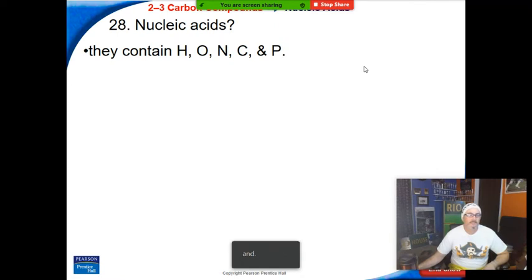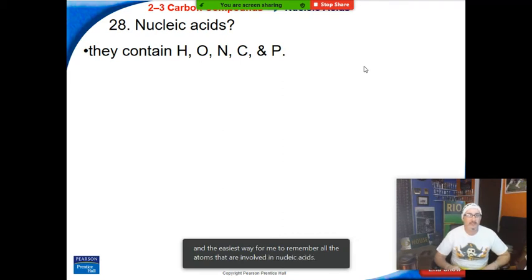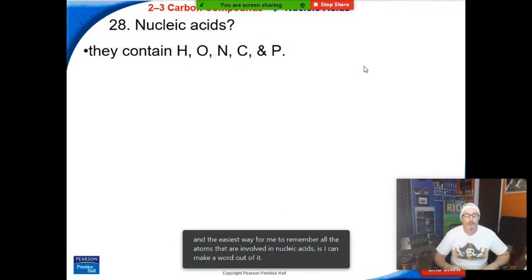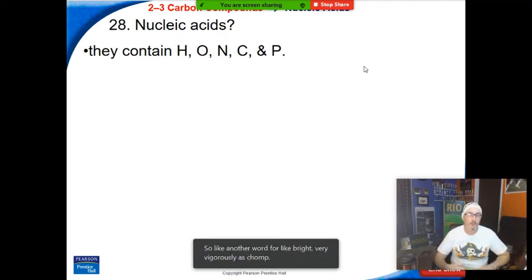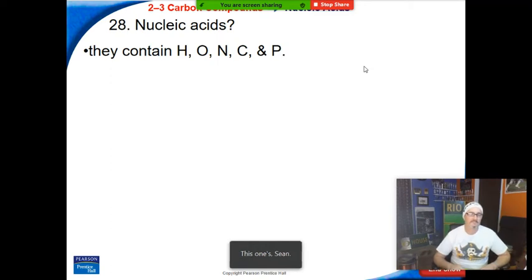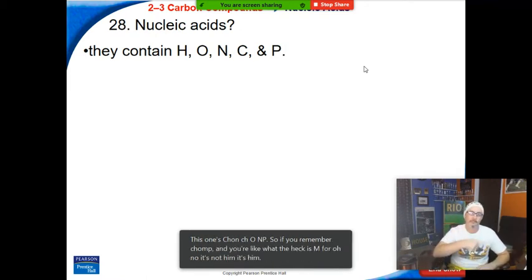The easiest way for me to remember all the atoms that are involved in nucleic acids is I can make a word out of it. Another word for bite very vigorously is chomp, C-H-O-M-P. This one's C-H-O-N-P. So if you remember chomp and you're wondering what M is for, it's not M, it's N. You're good.